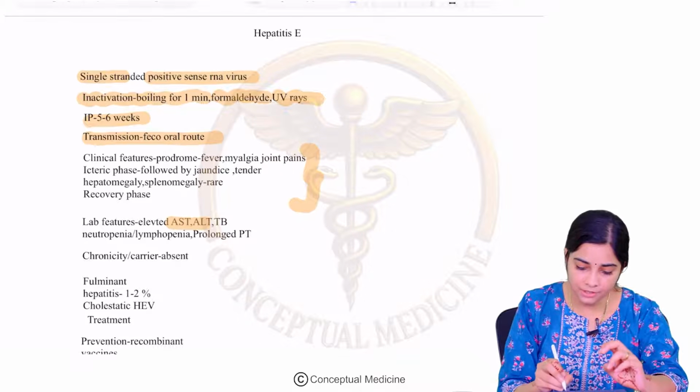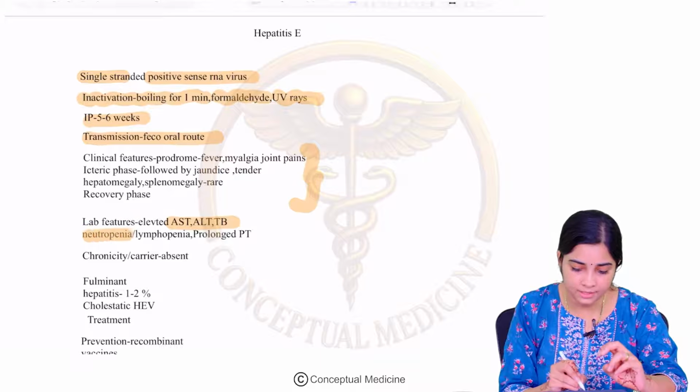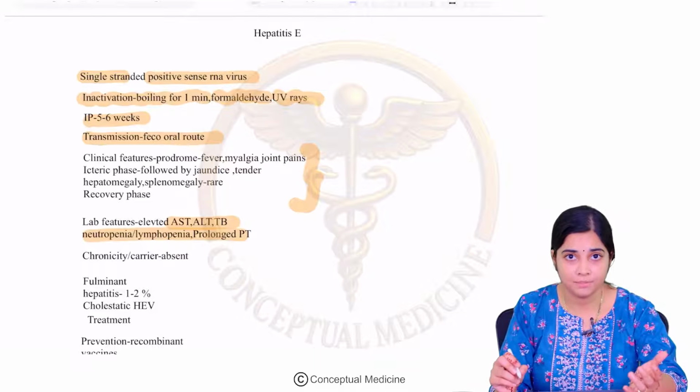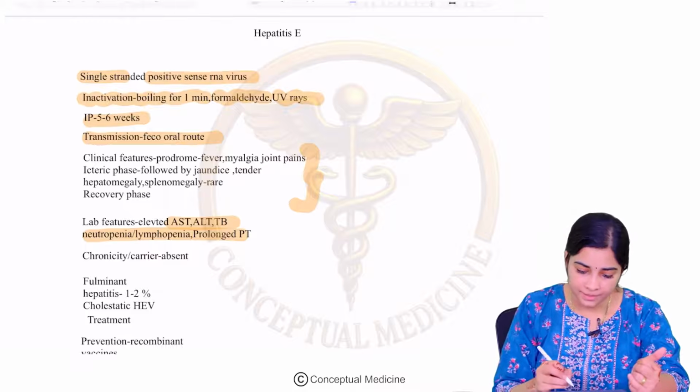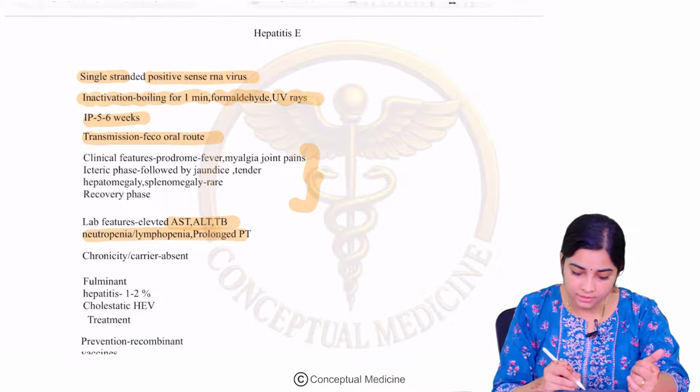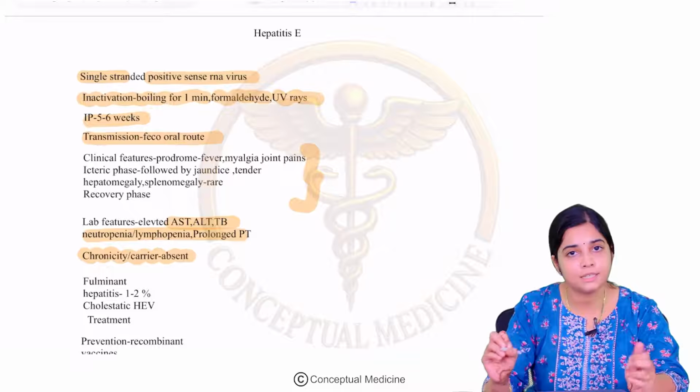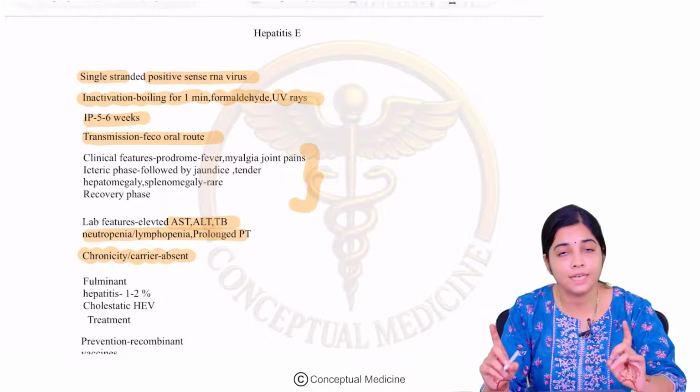Your laboratory evaluation can again show elevated AST, ALT, total bilirubin, direct hyperbilirubinemia, prolonged PT, and neutropenia can be present. Okay. Again, the risk of chronicity and carrier state is absent in hepatitis E as well.